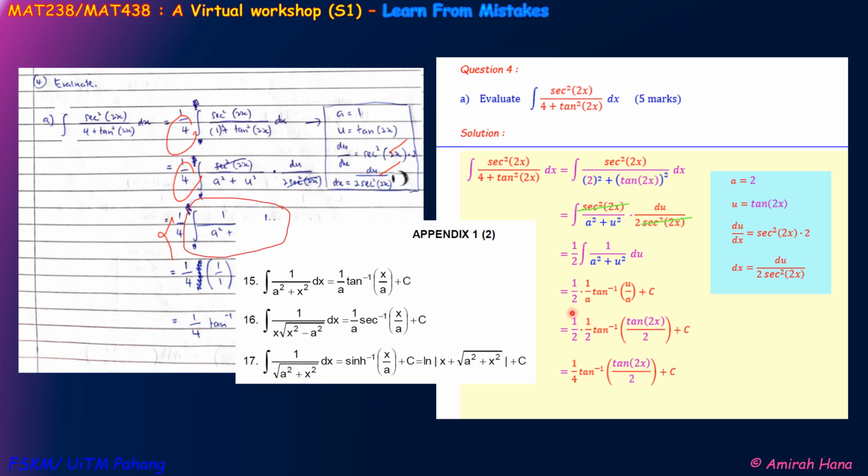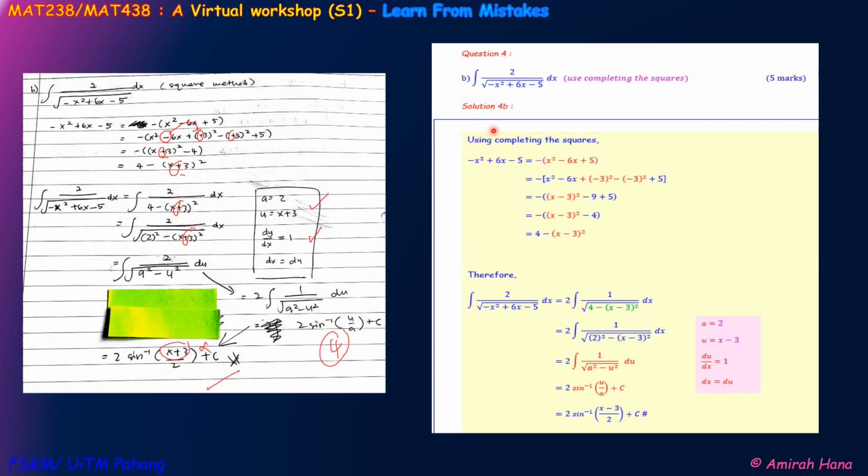Okay. Tapi yang depan ni half times half boleh darab jadi 1 over 4. Inverse tangent, tangent to x over 2 plus c. 2 kat bawah dengan 2 kat atas pun tak boleh potong, sebab 2x kat atas ni adalah tangent yang punya. Okay. So this is the final answer when we solve indefinite integral sec squared to x over 4 plus tangent squared to x dx. Okay, ni jawapan dia. Alright?